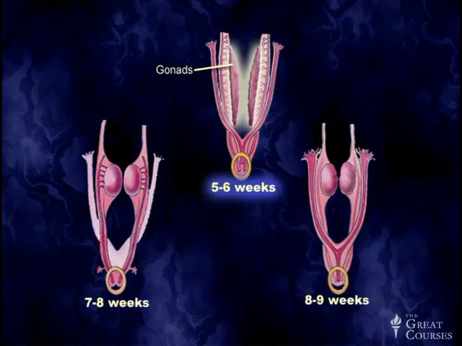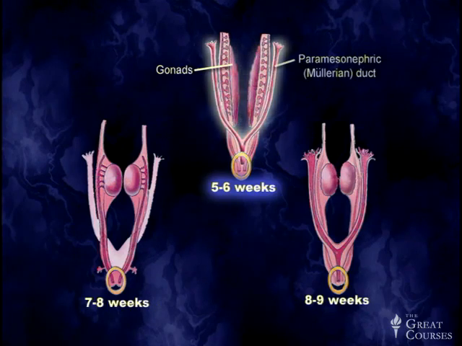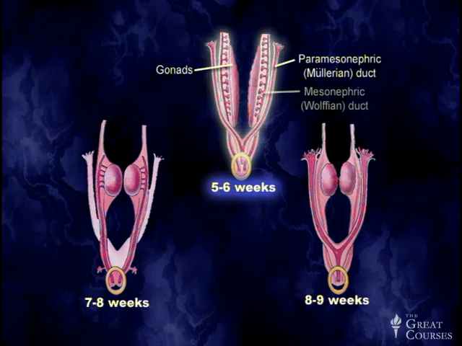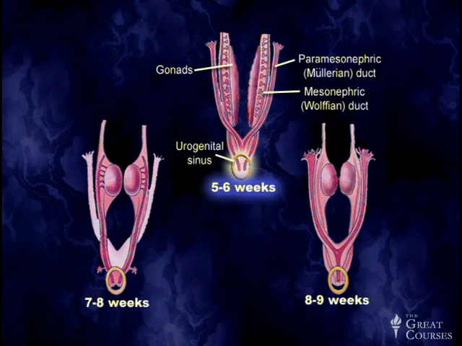There's something called a paramesonephric duct, and also called a Mullerian duct. And then we have another one called a Wolffian duct or a mesonephric duct. These are very, very undifferentiated. You cannot tell at this point whether you have a male or a female. And then we have something called the urogenital sinus. This is about somewhere between 5 to 10 weeks.